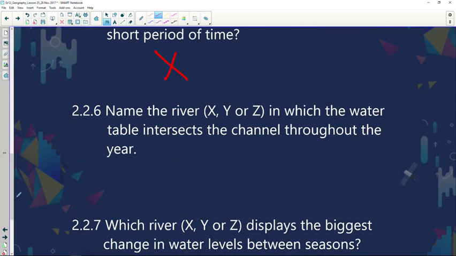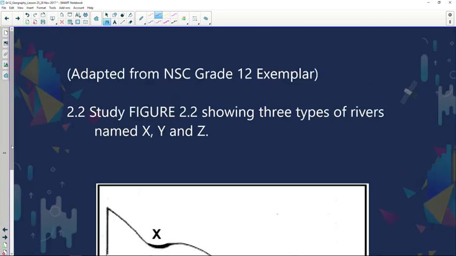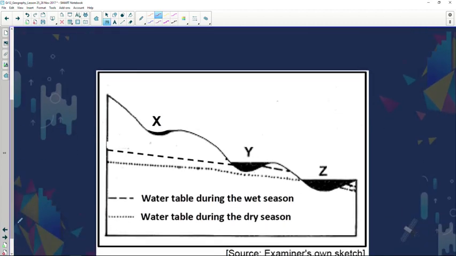2.2.6, name the river X, Y, or Z in which the water table intersects the channel throughout the year. The correct answer over there is Z, the permanent river. As you can see, even during dry season, the water table intersects the river bed, as indicated on the figure over here.